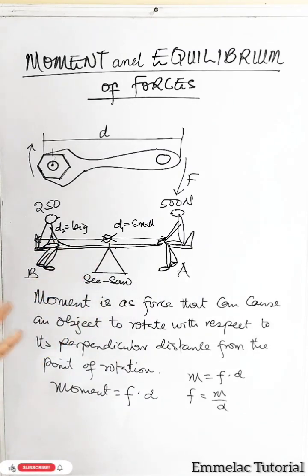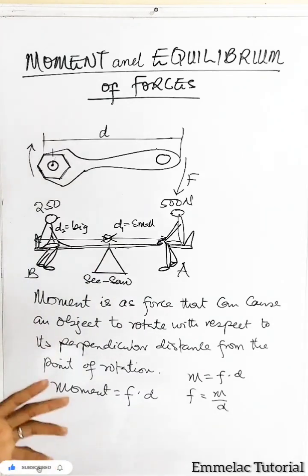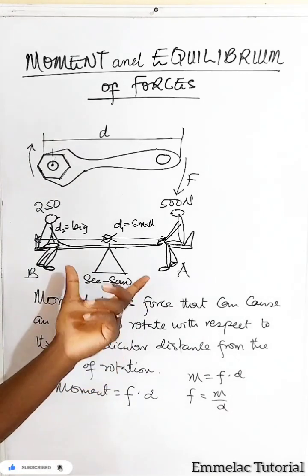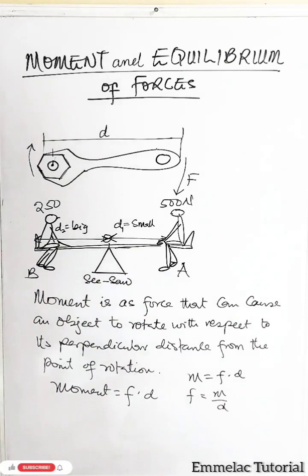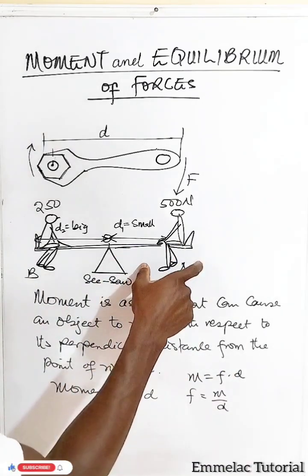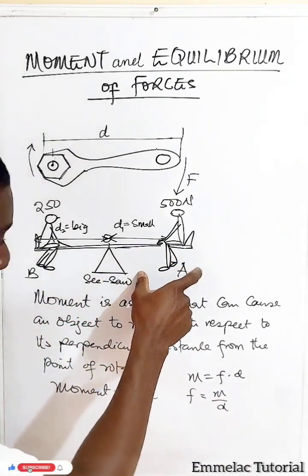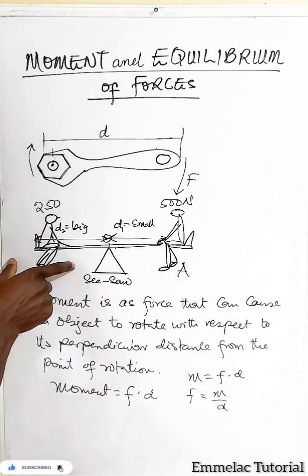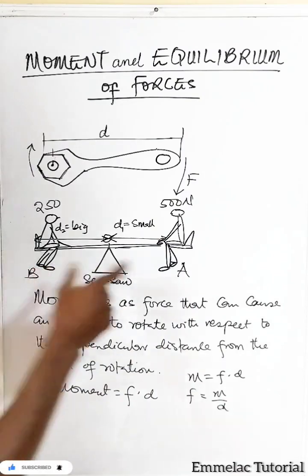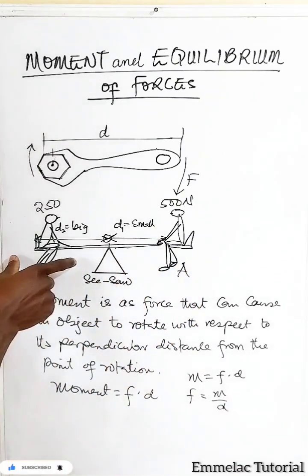Now, how does this align with moment and equilibrium? I've just summarized that. For this seesaw to be in equilibrium, the moment of this guy A must correlate with the moment of this guy B. The moment of this guy will correlate with the moment of this guy.